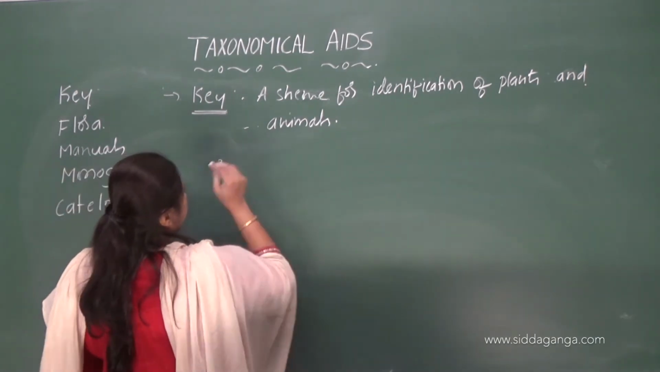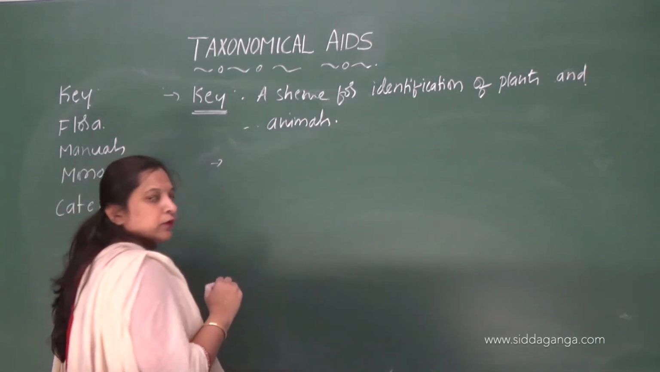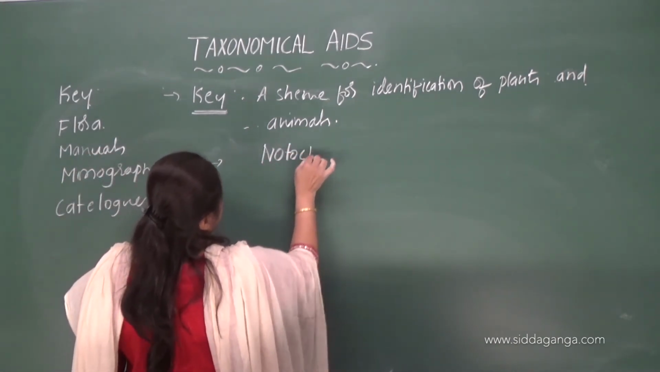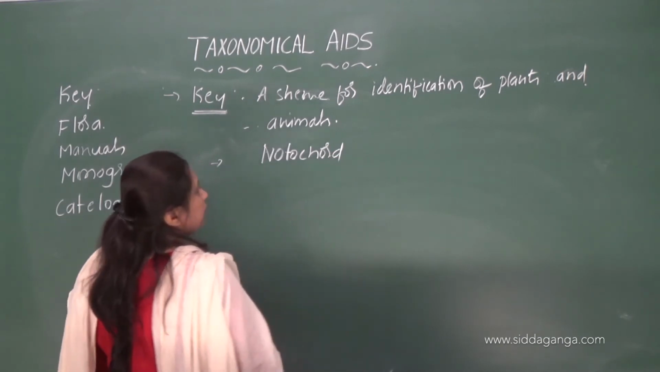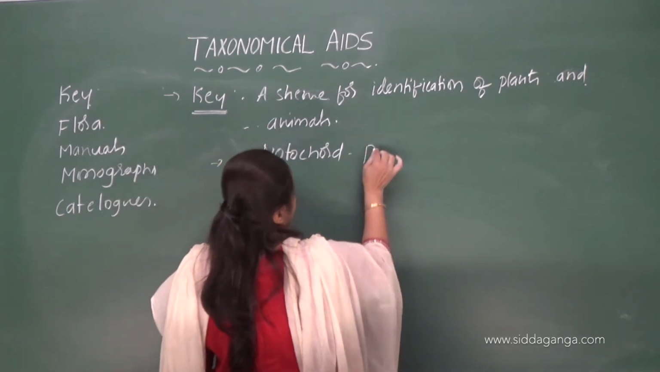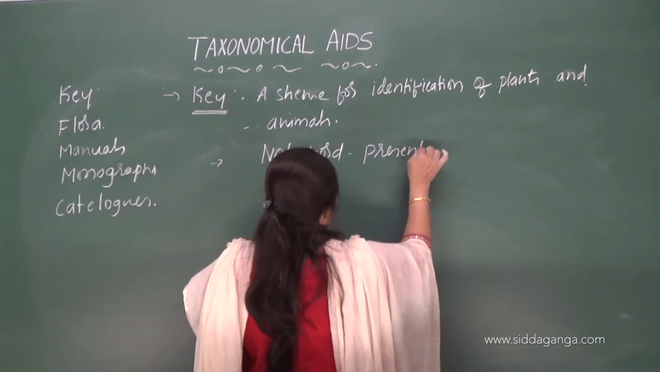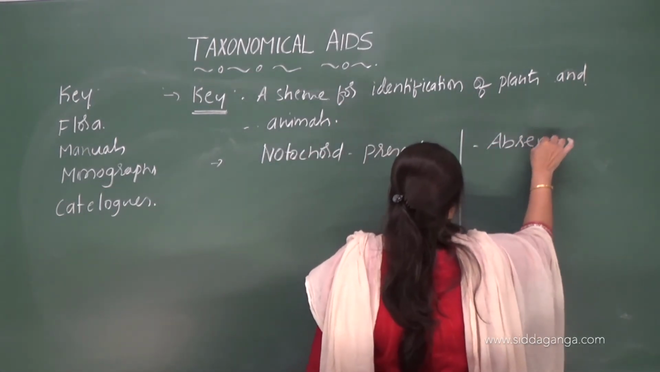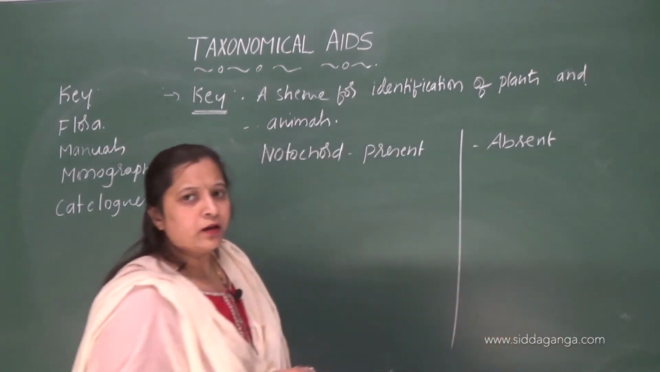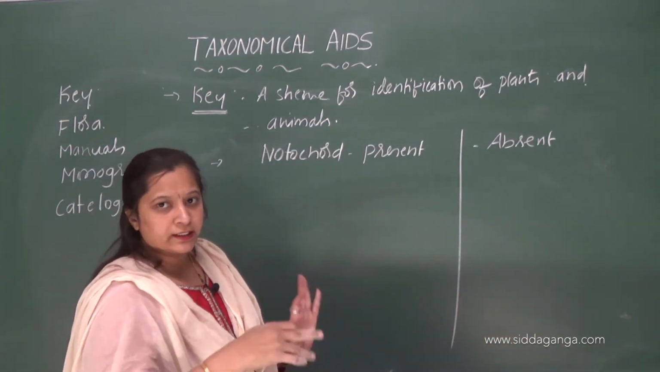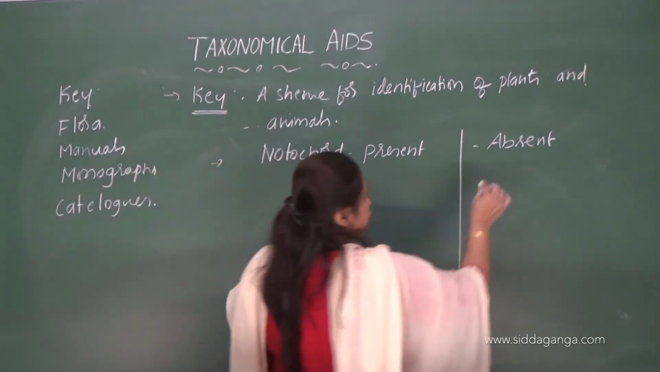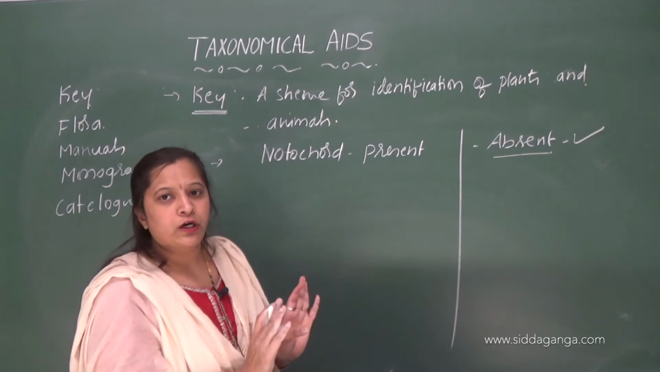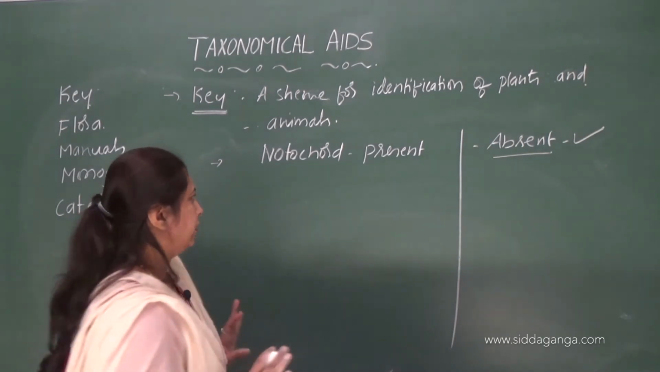Say, for example, I'll take the notochord. Notochord present or absent? Notochord present, notochord absent. So in the given animal, if the notochord is absent, we have to choose the correct option. In the given animal, the notochord is not there.